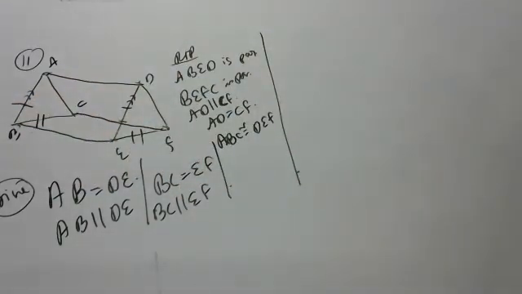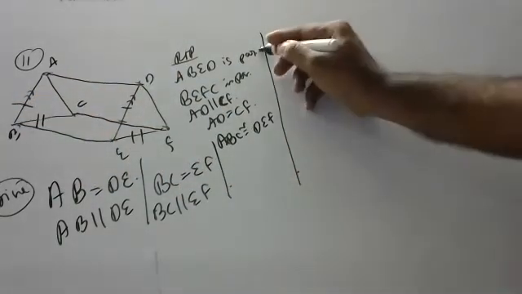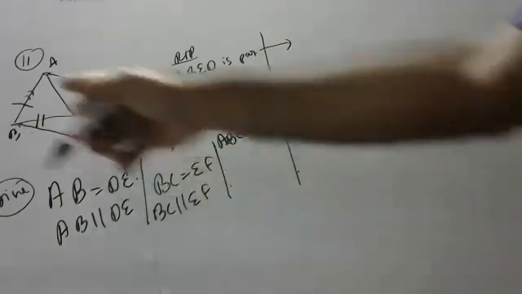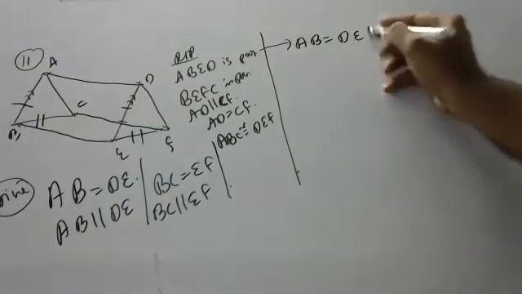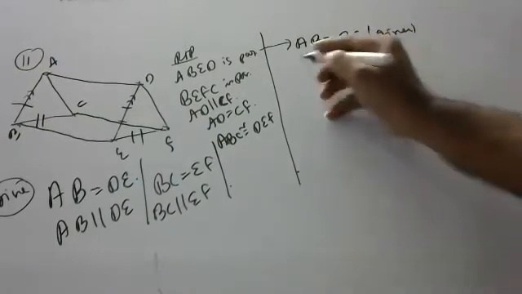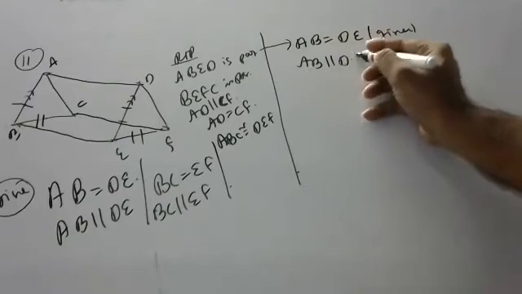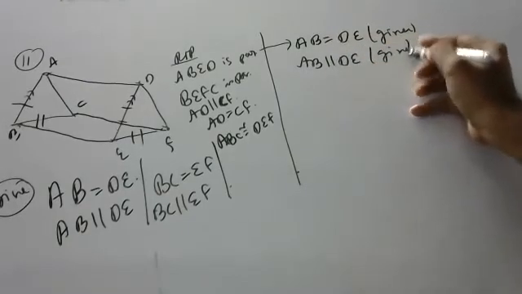Okay, children. So simple, children. First one, I'm saying, only one step, you will get it, children. AB is equal to DE, given. AB is parallel to DE, given. Children, important condition.